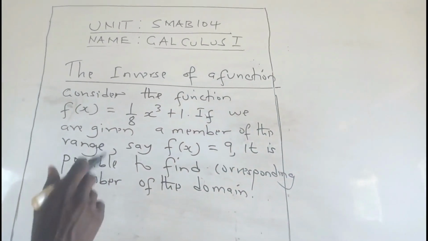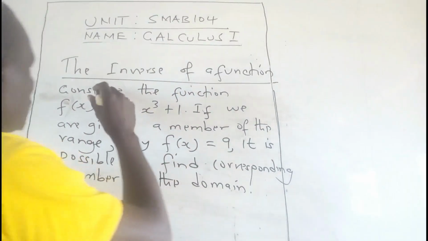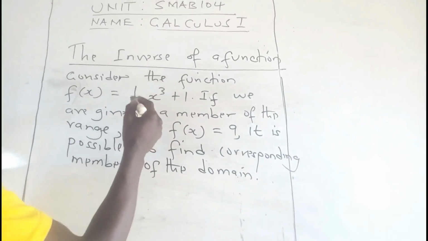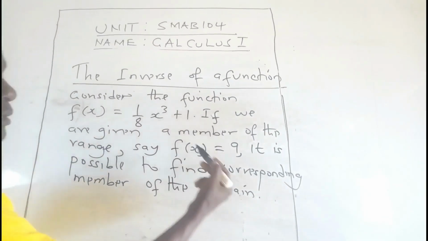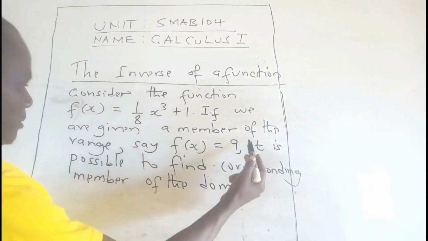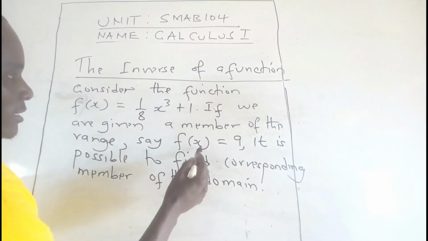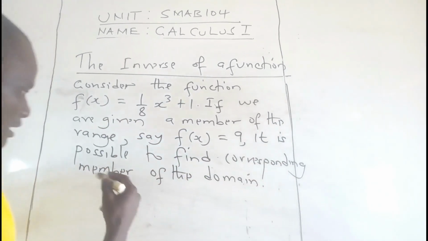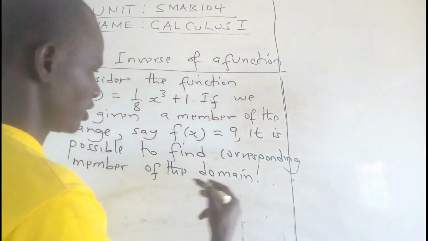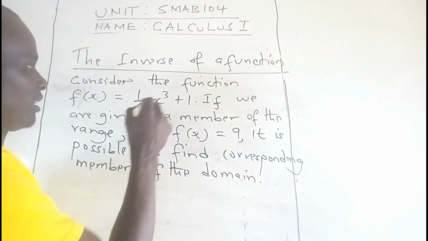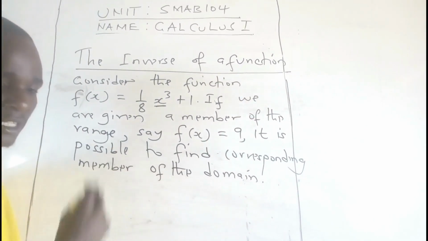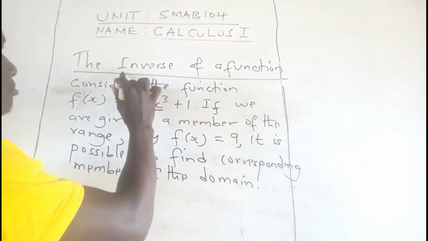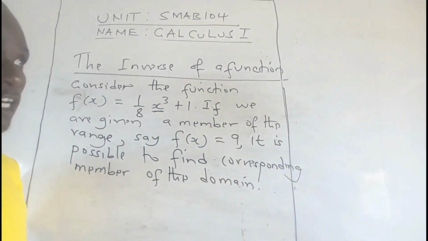So, the inverse of a function. I want us to look at the inverse of a function. Consider the function f of x is equal to 1 over 8x cubed plus 1. If we are given a member of this range as f of x is equal to 9, that is, the function is equivalent to 9, then at times it is possible to find the corresponding members of the domain, whereby the corresponding members of the domain are the x. Now, how do we go about that? We can only go about that by simply finding the inverse of the function first.